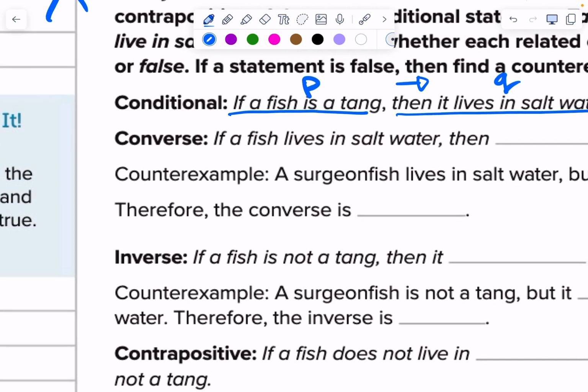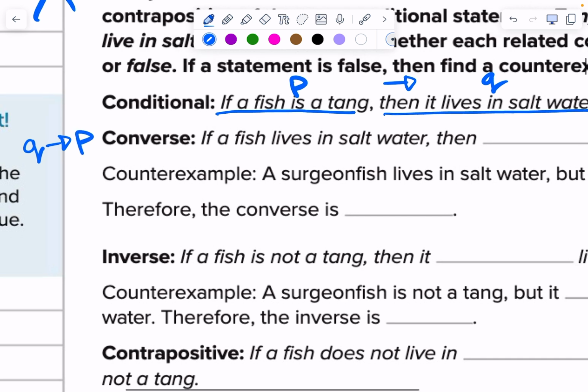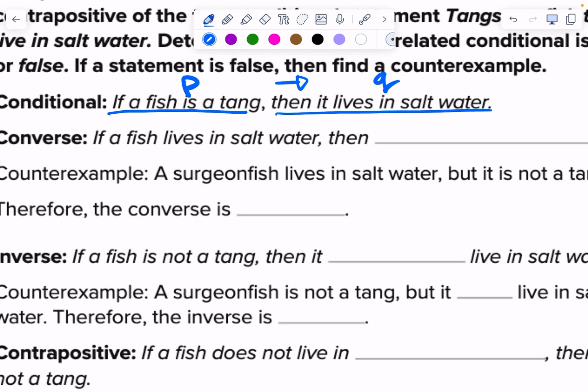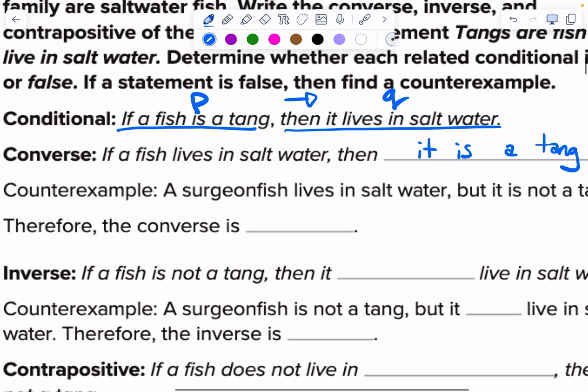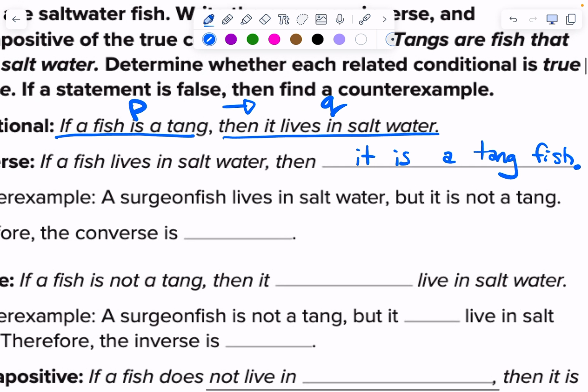Converse. What order does converse go? Q, then P. So we have to switch that statement around, and it says if it lives in salt water, then it is a tang fish. Which is incorrect. Okay? Is that true or false? False. Okay? Is the original one true or false? If the fish is a tang, then it lives in salt water?